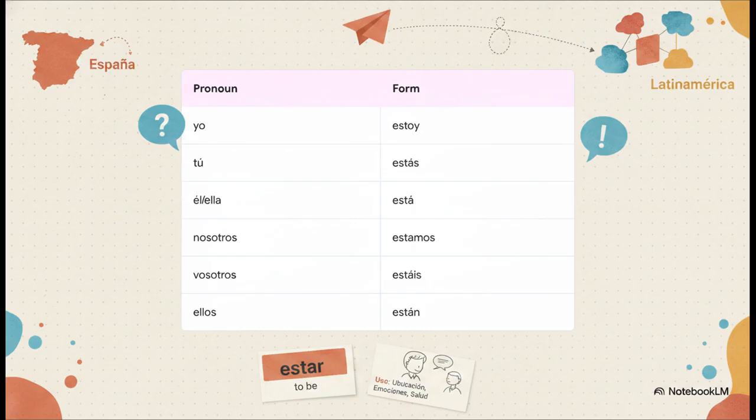For I am, it's yo estoy. You are is tú estás. For he, she, or you formal, we use está. Moving to the plural side, we are is nosotros estamos. You all, primarily used in Spain, is vosotros estáis. And for they or you all, it's están.